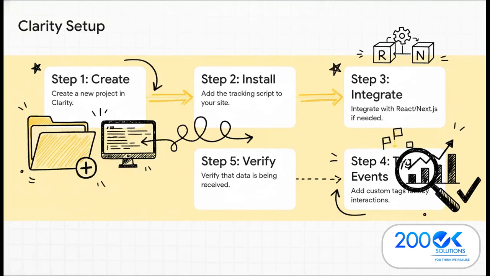The whole process was literally just these 5 simple steps. Create a project, drop in a tracking script, add a few custom tags for your key events, and just verify it's working. There was no complex, fragile setup to worry about. It was designed to be fast, and for them, it was.